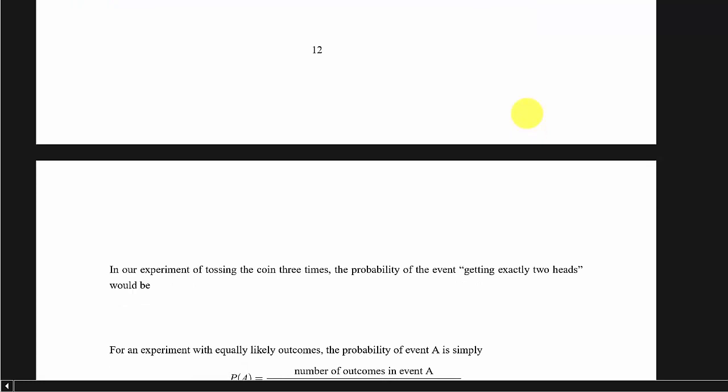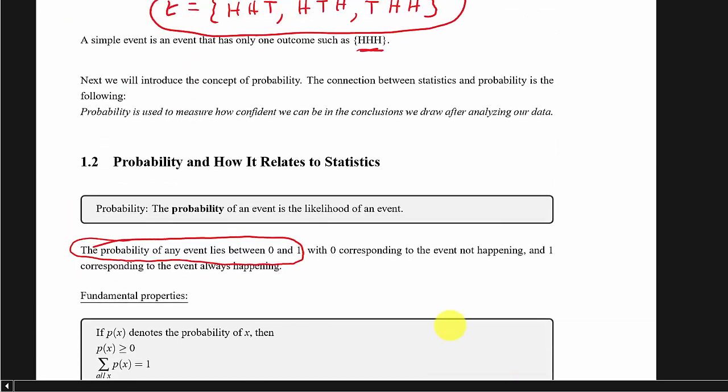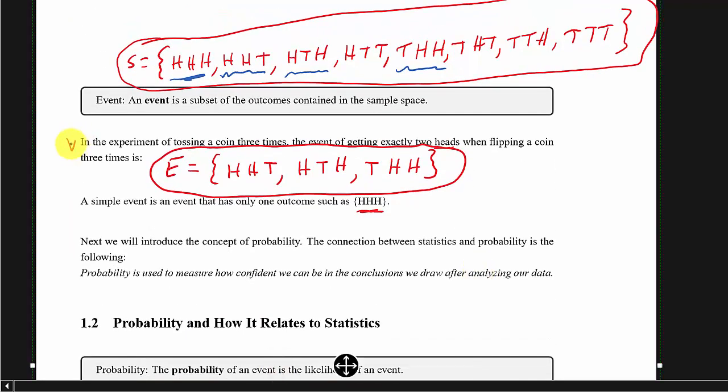All right. So in our experiment of tossing the coin 3 times, the probability of the event of getting exactly 2 heads would be... All right, so now notice that there's a difference here in what they're asking in this question and that other question.